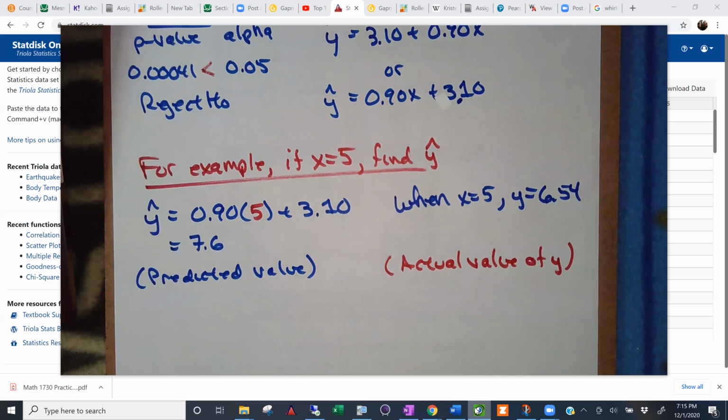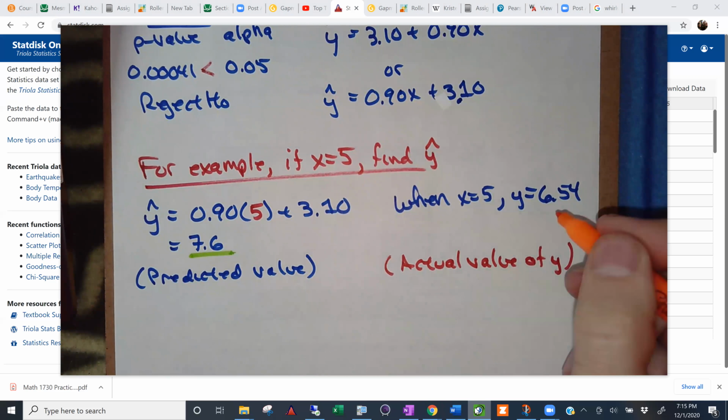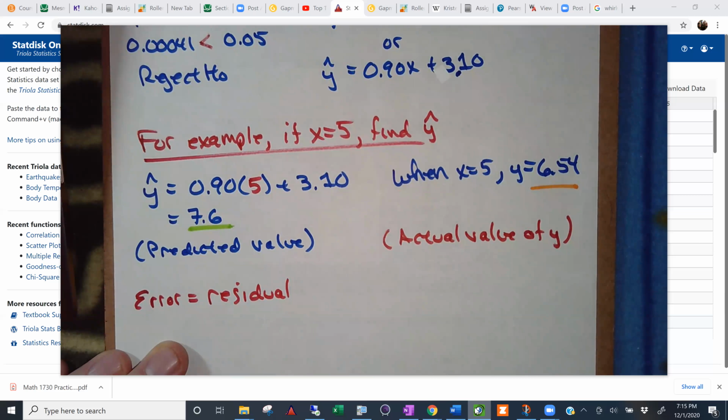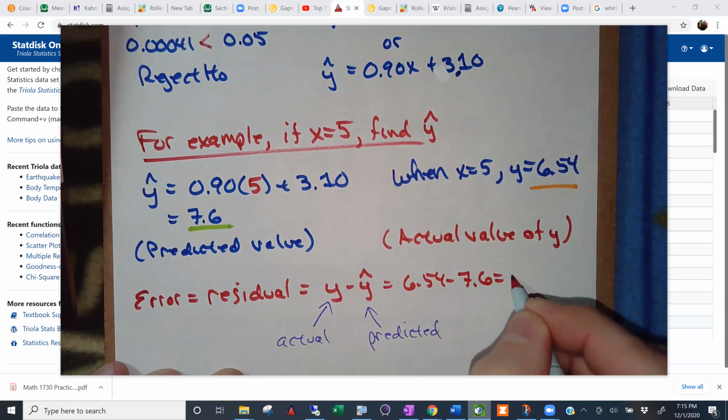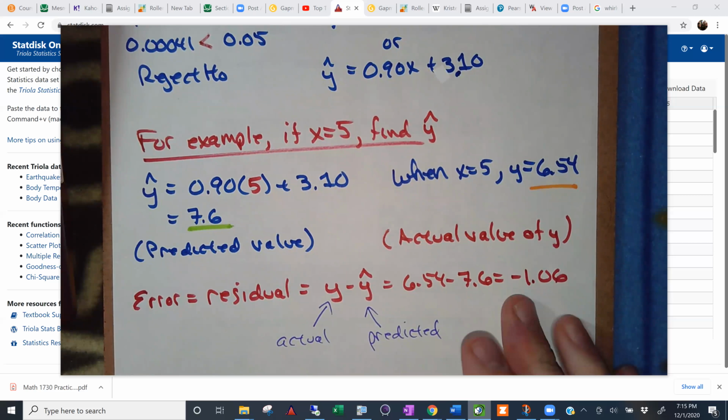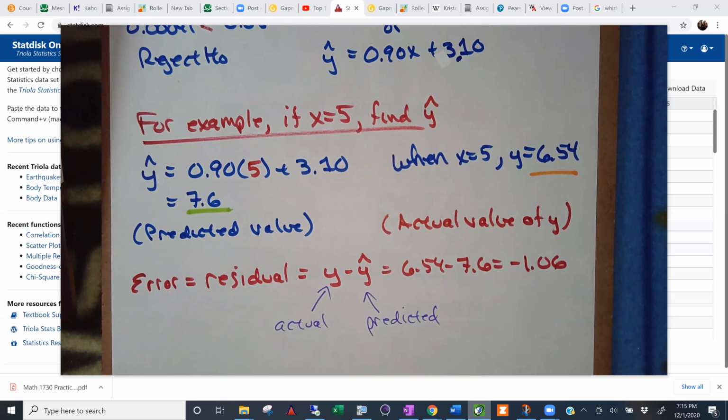So how did our value do? I mean, this was the predicted value. This was the actual value. Did we do really good? There's a little bit of an error, or sometimes it's called the residual. The residual is defined like this. It's going to be y minus y hat. Your actual minus the predicted. And in our case, it's going to be 6.54 minus 7.6, which gives me negative 1.06. Not bad, not great. I mean, it was okay. But we probably didn't really expect a great fit here.